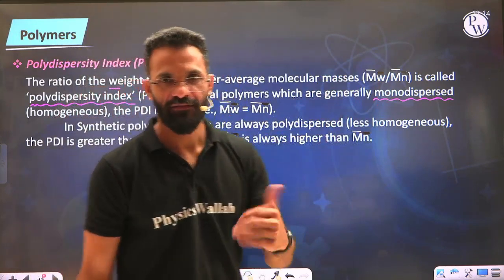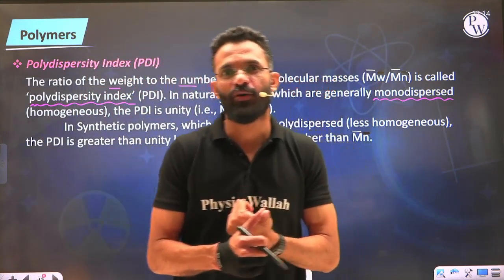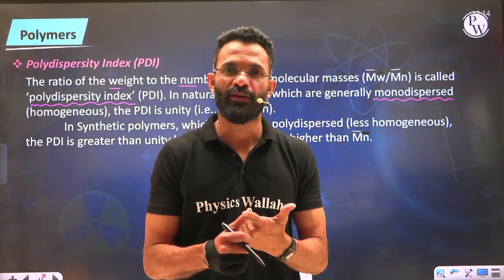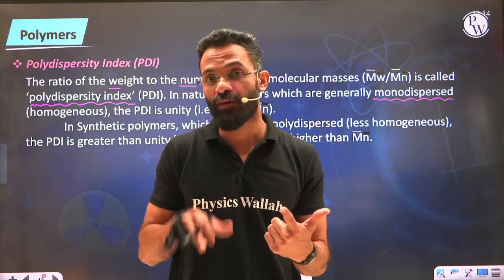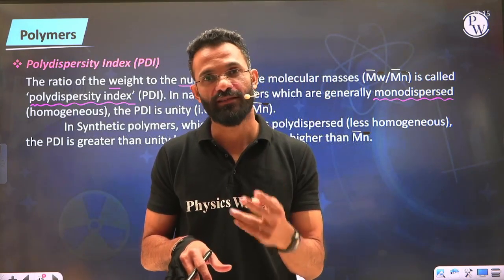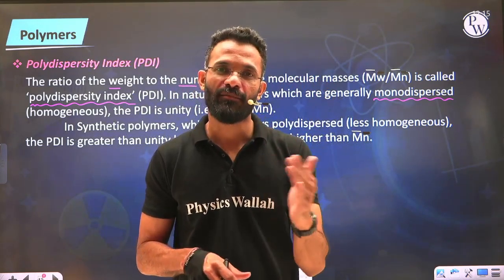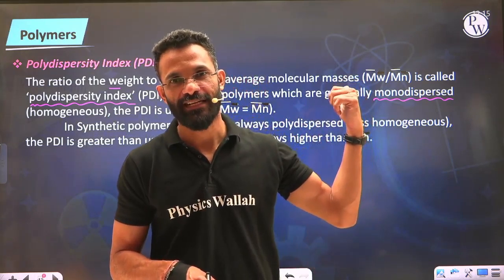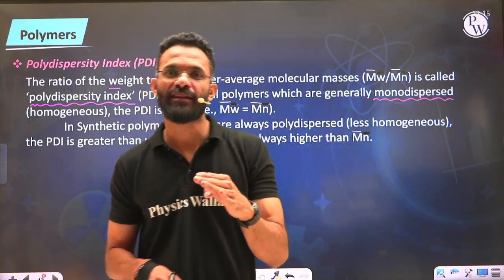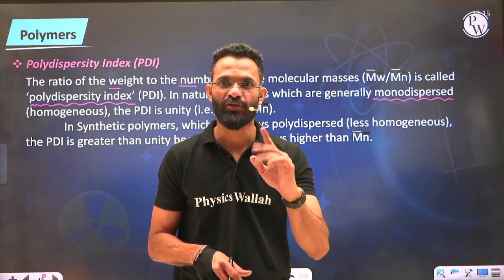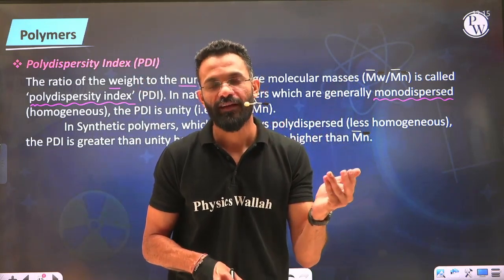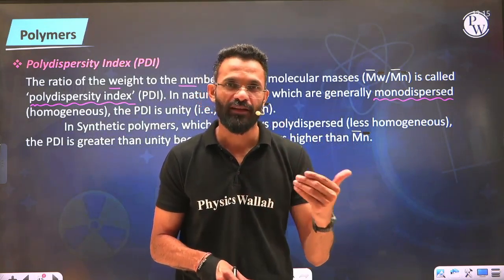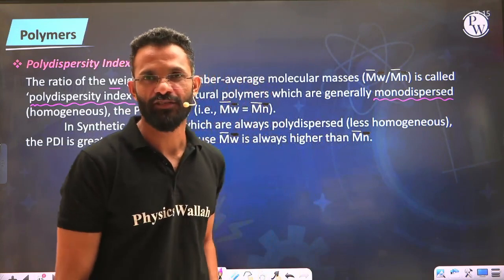So everyone, we first understood why we use the term average molecular mass. Second, we studied that the average molecular mass can be expressed, as far as our syllabus is concerned, using two methods: weight average molecular mass and number average molecular mass. The ratio of these two is called the Polydispersity Index. For naturally occurring polymers, it is generally going to be 1, so you call it a monodispersed polymer. And for synthetic polymers, it is always going to be more than unity, more than 1, so you call it a polydispersed or heterogeneous polymer.